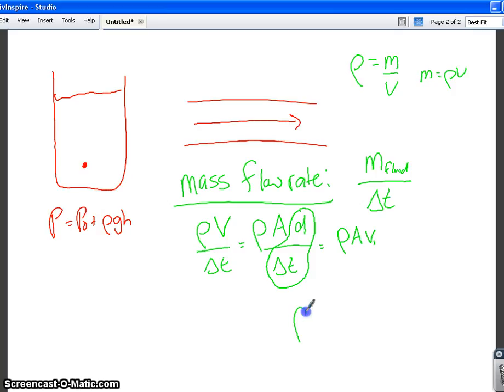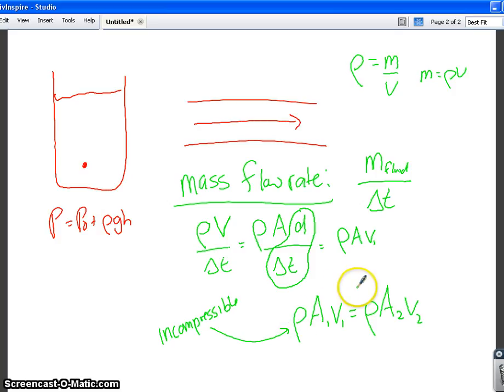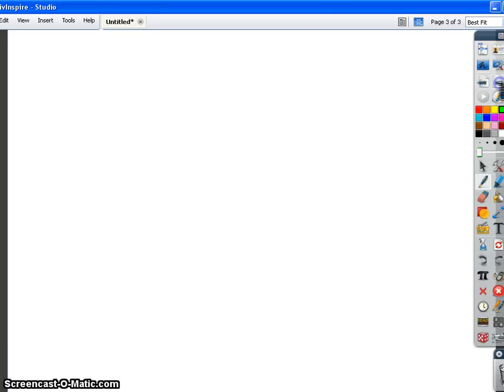And so the density times the initial area times the initial velocity is going to equal the density times the secondary area times the secondary velocity. And because our fluids are incompressible, this density is going to be the same on both of them, so we can cross that out. So our mass flow rate equation is going to be area times velocity equals area times velocity. Now, all right, so we have this equation here, but what does that really mean? Let's go look at a very, very common situation. You have a water hose.